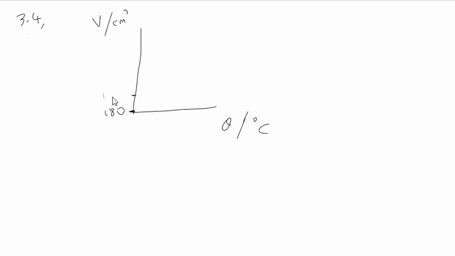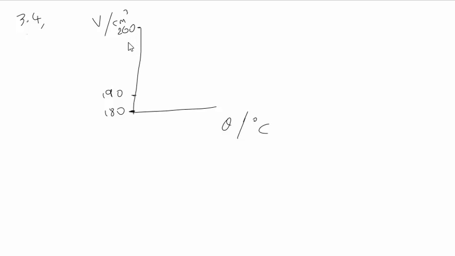In 3.4, we need to add the data to the graph, and just running through a few of the details with the graph. The x-axis is done for us already. That is theta in degrees C. This is going to be volume in cubic centimetres. And what I've done, I've started at 180 and I've made it clear that this point is labelled at 180. I've then made sure I've got a sensible scale, so that is then 190 and so on, and that then takes me up to 260.